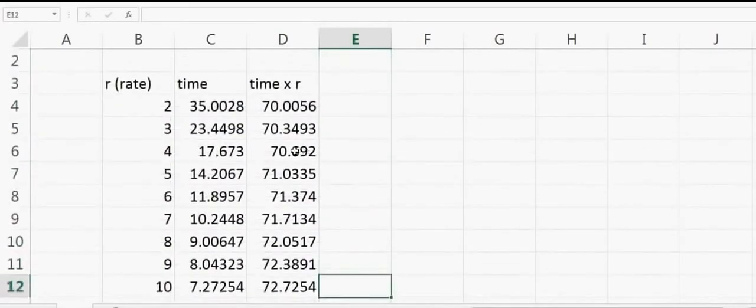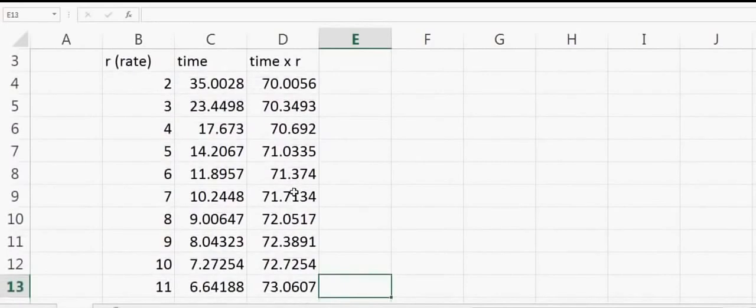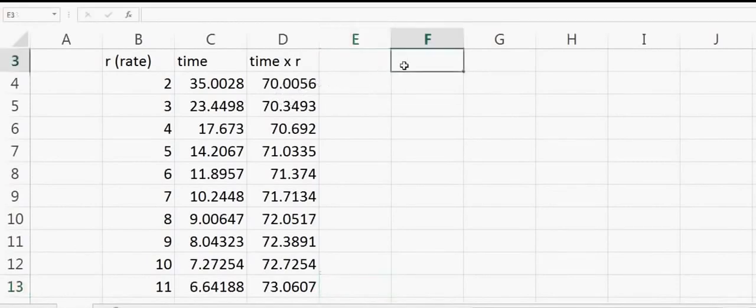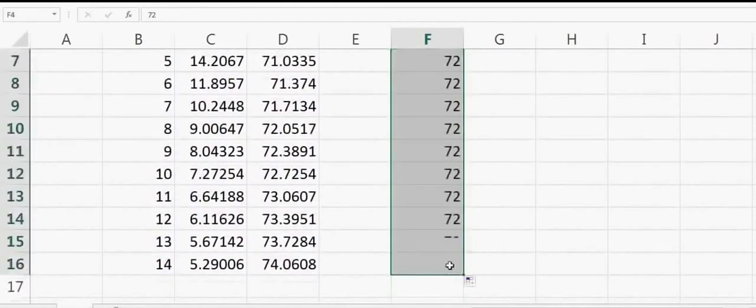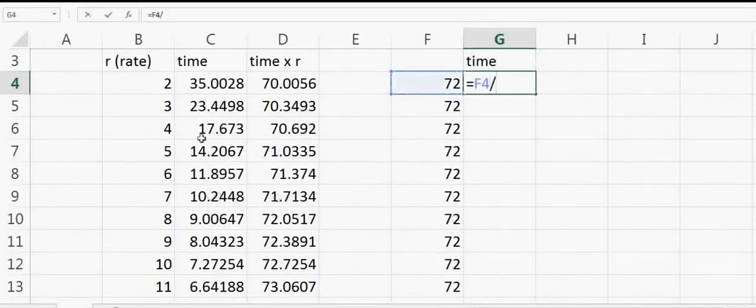So 70.3, 70.6, 71. So if we approximate the number to be 72, then all we need to do is, if I use the same approach, if I use our trick, then instead of using 70.005, I will always use 72. So I keep using 72 for all these rates, and then I'll calculate the time. Time will be equal to 72 divided by rate.